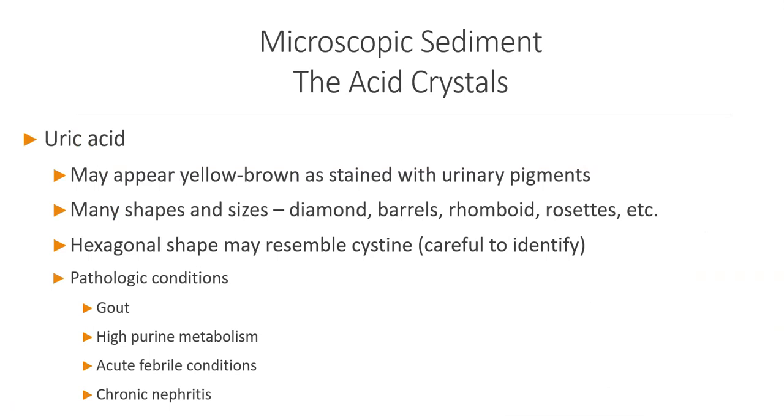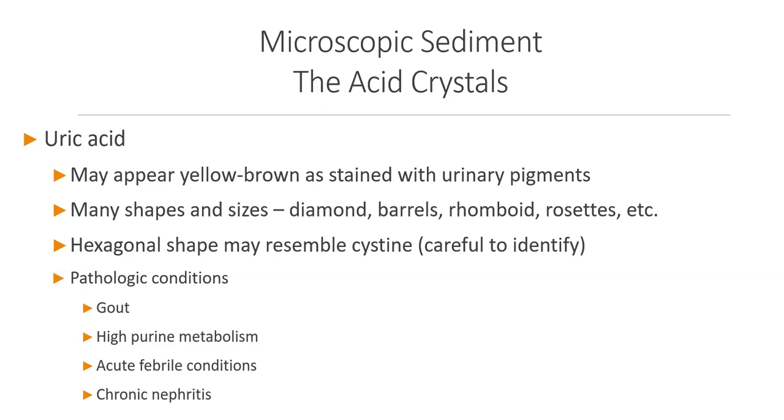They come in many different shapes and sizes, from diamonds to barrels to rhomboid. You need to take care because sometimes they can appear in a hexagonal shape and they may resemble cystine crystals. So it's very important that you differentiate between these. The thickness of the crystal may provide the color base, therefore thin crystals may be colorless. Uric acid crystals are the most common form of crystals seen in normal urine, right along with amorphous.